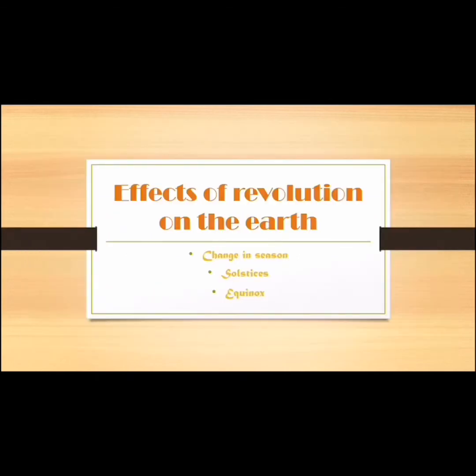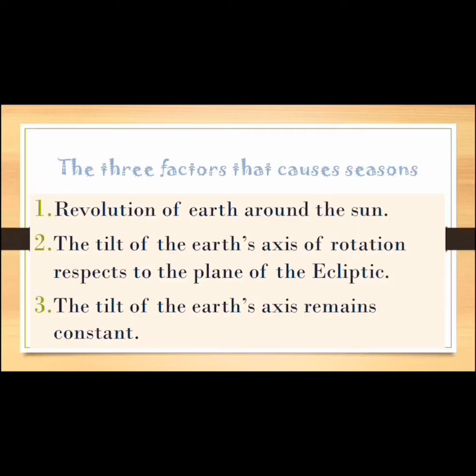Effects of revolution on Earth. It causes change in seasons, solstices and equinox. Three factors that cause seasons: the revolution of the Earth around the Sun, the tilt of the Earth's axis of rotation with respect to the plane of the ecliptic. The tilt of the Earth's axis remains constant. If it were straight, then there would be no seasons. So it should be tilted or slightly slanted every time.